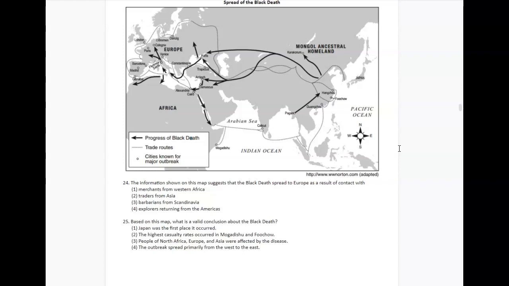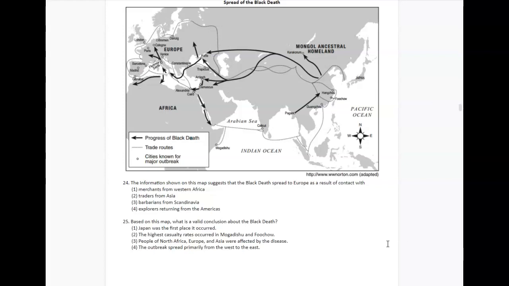And then questions 24 and 25 are based on this map. So it says spread of the Black Death, and you see the progress of the Black Death seems to be kind of in this area in Asia, okay? And it's spreading over to Europe and to many different places. And then it also has a dotted line that shows the trade routes, and then cities known for major outbreaks. So there's a lot of cities, especially in Europe, that are known for that major outbreak.